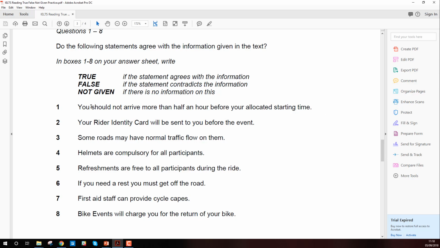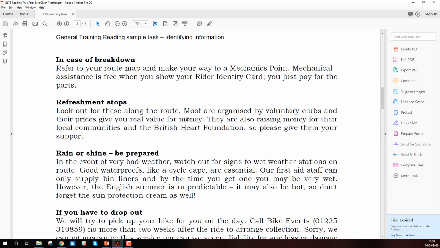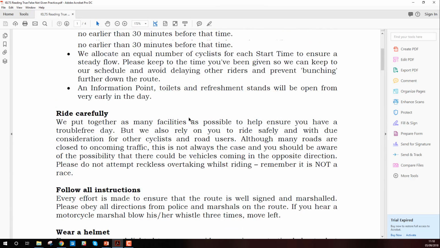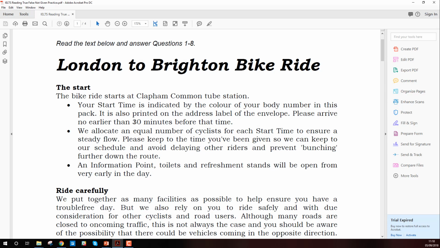Okay, so number 1, you should not arrive more than half an hour before your allocated starting time. So which keywords am I going to use here? Half an hour. That's very specific. It's going to be easy to find in the text. What synonyms? Half an hour, 30 minutes. Okay, or it might be a specific time, but I'd say it's either half an hour or 30 minutes. So let's have a look for that information. And here we go, 30 minutes before that time.